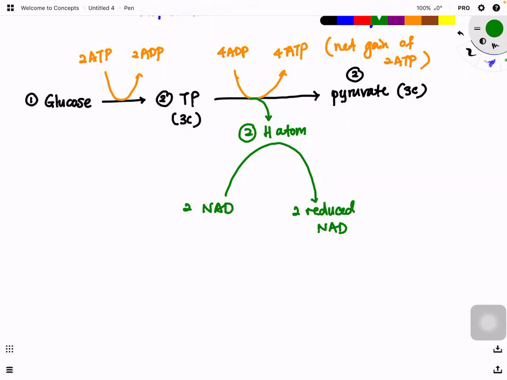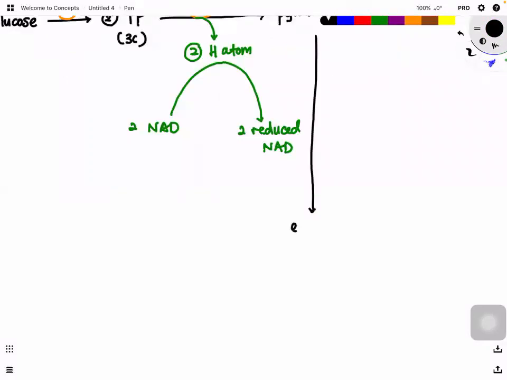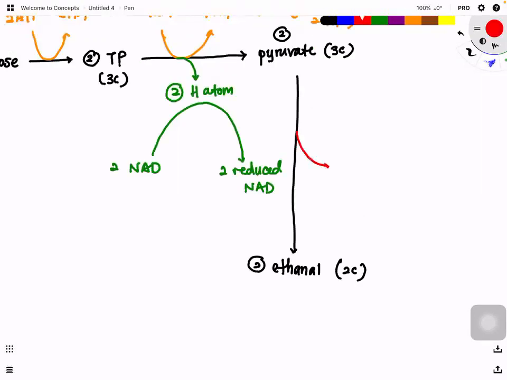So what we need to do now is, yeast will carry out what we call the alcoholic fermentation pathway, or ethanol fermentation pathway. In this case, pyruvate will be decarboxylated to form ethanal, which is two carbon, two molecules of them. Are you clear? This process is a decarboxylation, so CO2 will be released. How many molecules? Two molecules of CO2, because there are two pyruvates. Can you see that the three carbon become two carbon? So decarboxylation takes place.